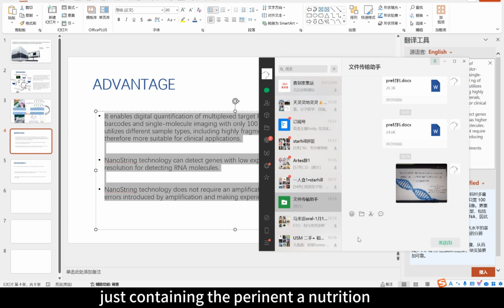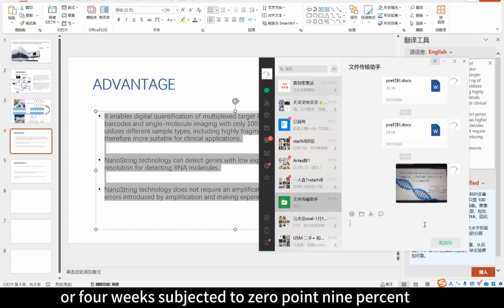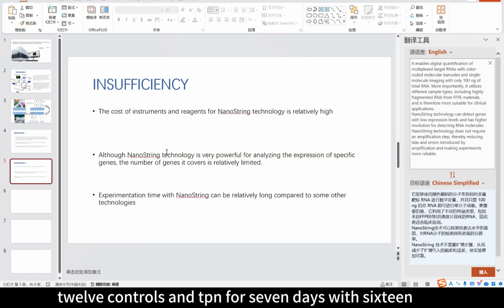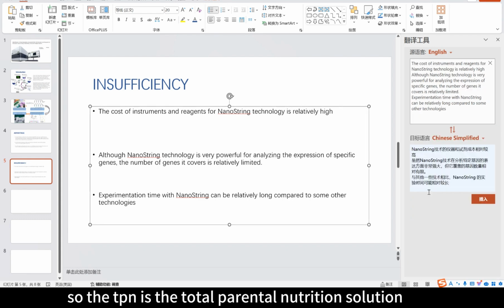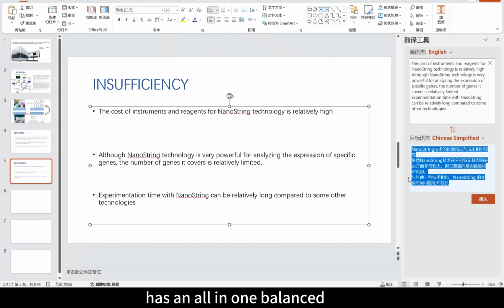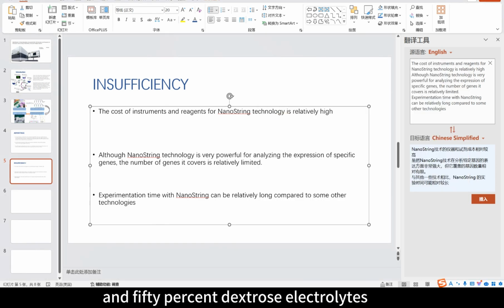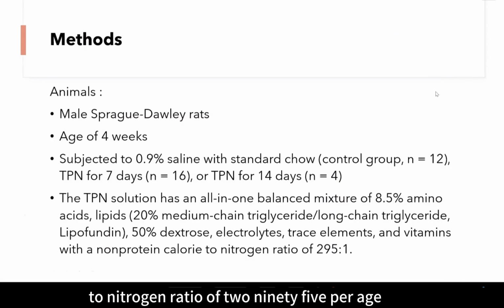Methods: the animals used were male Sprague Dawley rats, aged 4 weeks, subjected to 0.9% saline with standard chow as the control group, 12 controls, and TPN for 7 days with 16, and TPN for 14 days with 4 samples. The TPN is the total parenteral nutrition solution, an all-in-one balanced mixture of 8.5% amino acids, lipids, and 50% dextrose, electrolytes, trace elements, and vitamins, with a non-protein calorie to nitrogen ratio of 295 to 1.